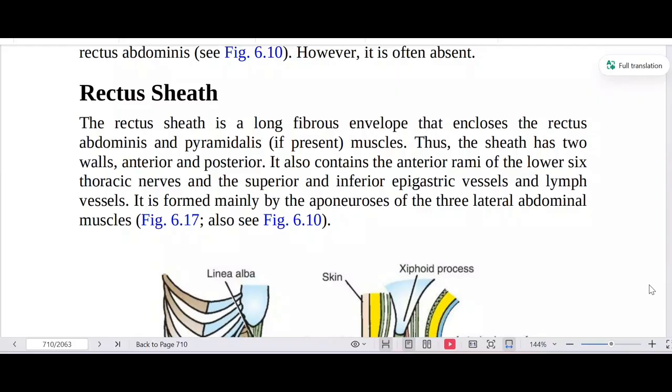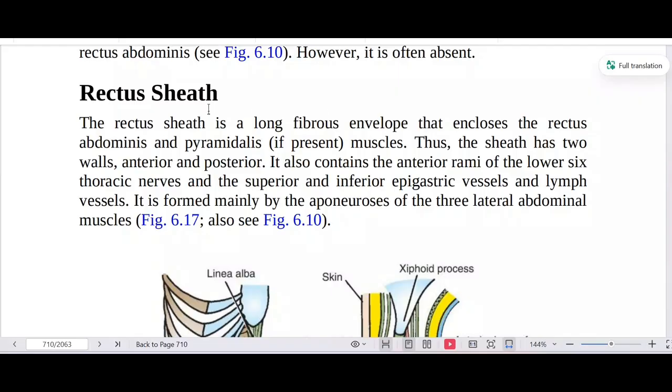As we have already discussed in the rectus abdominis part, the rectus sheath is actually formed by the aponeurosis of the external oblique, internal oblique and transversus abdominis muscles. So the rectus sheath is a long fibrous envelope that encloses the rectus abdominis muscle and the pyramidalis muscle if it is present, and thus the sheath has two walls.